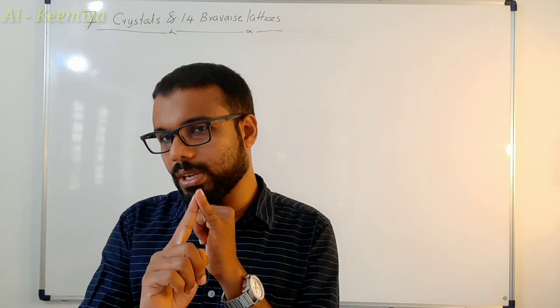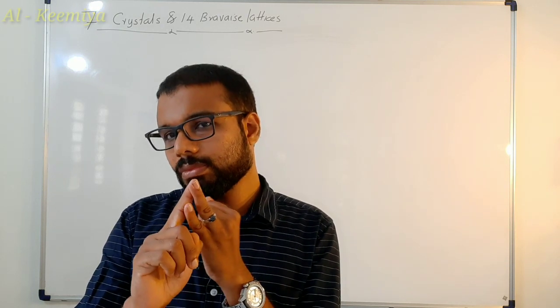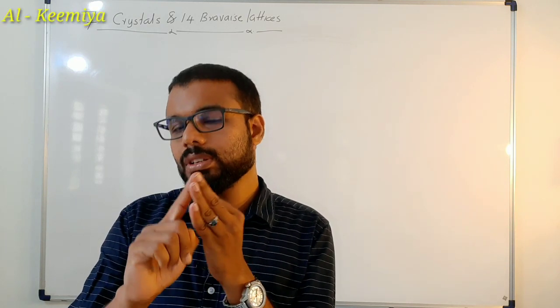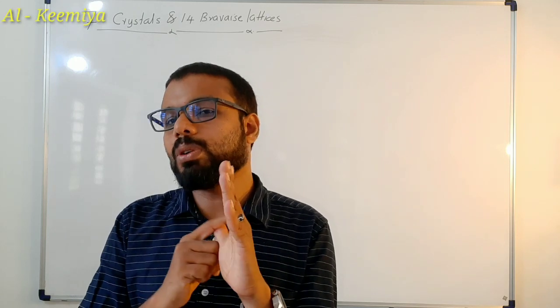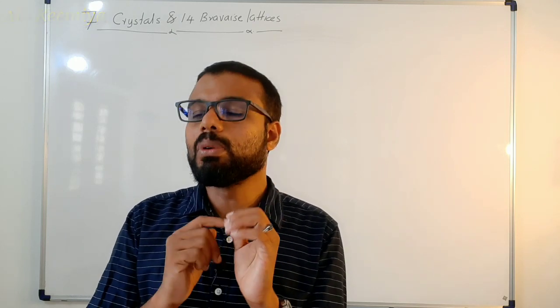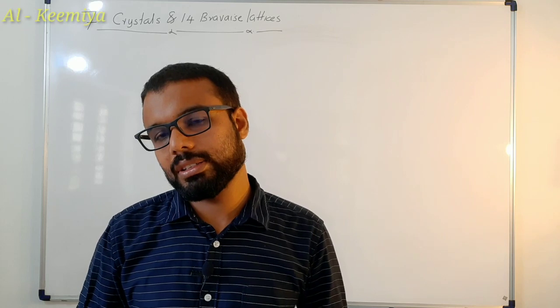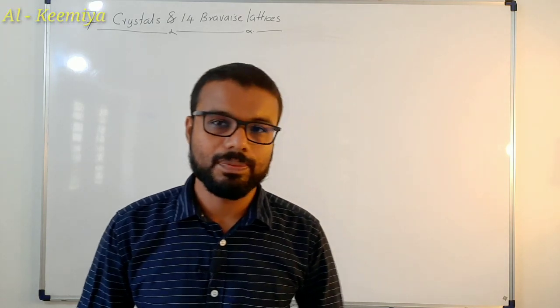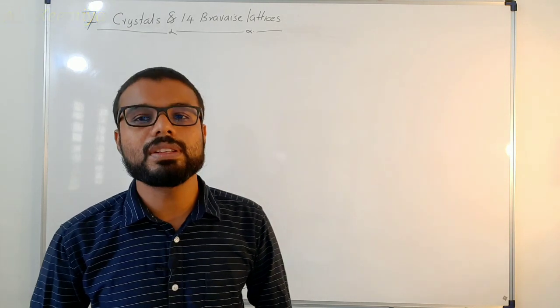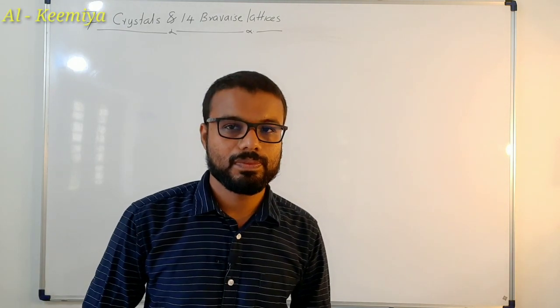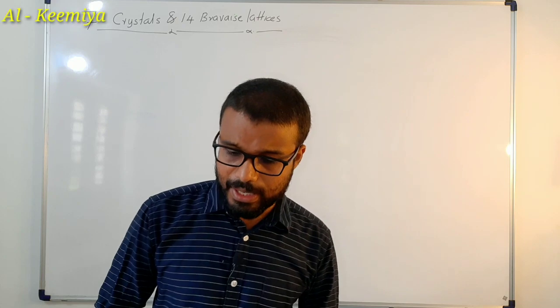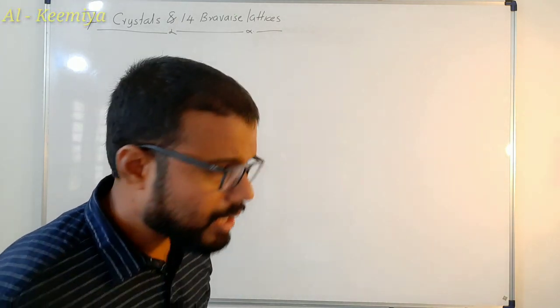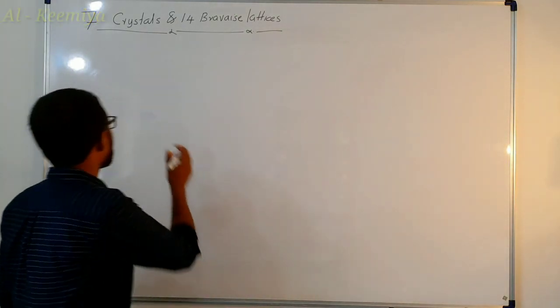That is cubic, tetragonal, orthorhombic, hexagonal, rhombohedral or trigonal, monoclinic, triclinic. So these are the 7 types of crystals. Okay, so what are the differences between these 7 types of crystals? We can discuss. In 7 types of crystals, see, first one, cubic.